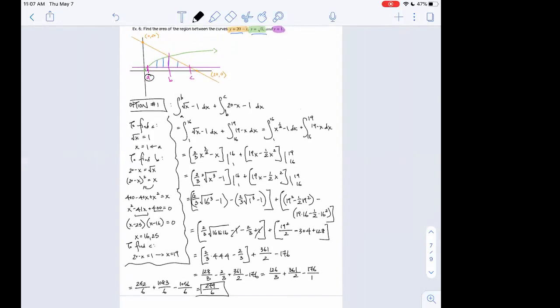So one way of doing this problem is splitting it into two different integrals. But what that means is that we're doing two different things where we have to plug in numbers. And in this case, the numbers that we plugged in were kind of big. Like 19 wasn't a nice number necessarily. 16 wasn't necessarily a nice number. We had 3 different fractions at the end that we had to combine into one.